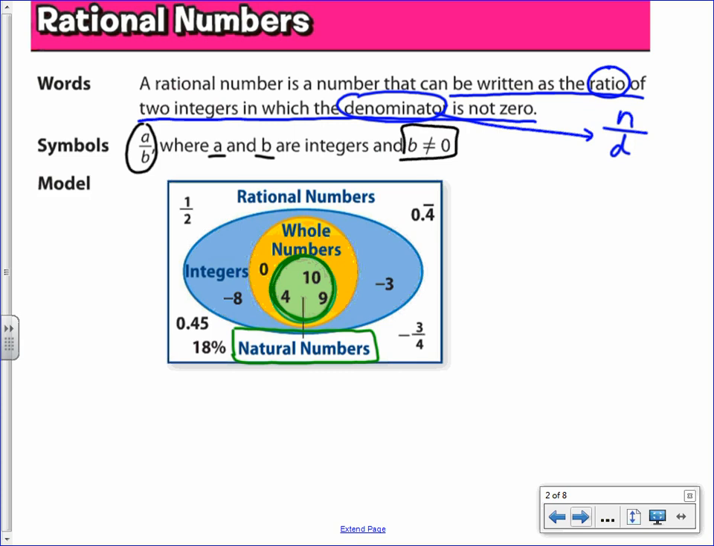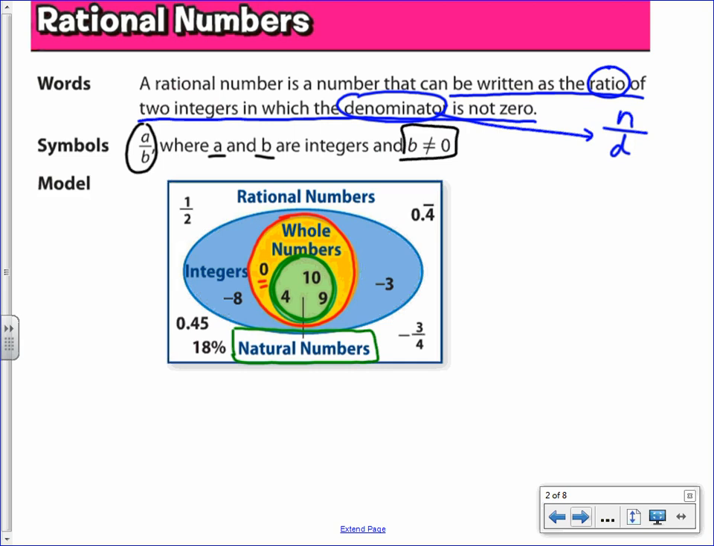Moving to the next circle, it includes whole numbers. Whole numbers, you see they added one kind of number, and that number is zero. So when I talk about whole numbers, I talk about not only the number zero, but all the natural numbers as well. So whole numbers would be 0, 1, 2, 3, 4, 5, and so on. All right?